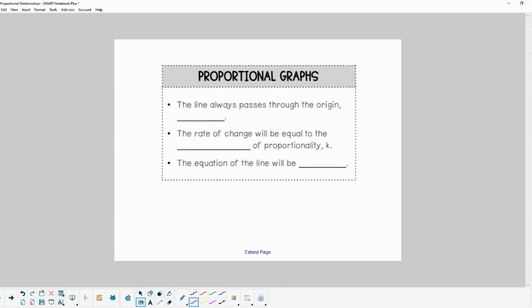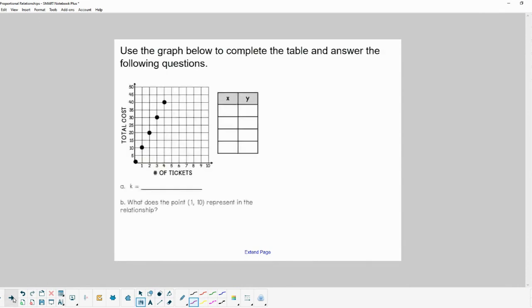Okay, so a couple more little definitions. The line, when we're doing a graph, like we said at the very beginning, the line of a proportional graph always goes through 0, 0. The rate of change will be equal to the constant of proportionality k. And the equation of the line will look like that. Y equals something times x. And it could be a positive or a negative number.